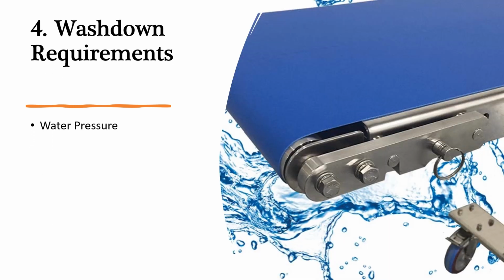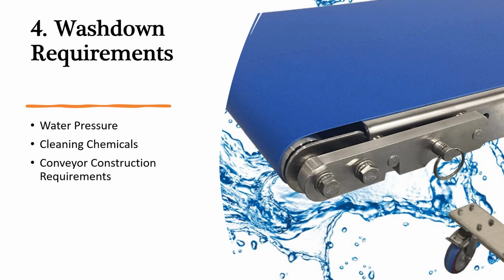Then we have wash down requirements. This is a requirement in many industries, like the chemical industry or dairies, that require wash down. In wash down we have water, then cleaning chemicals, then conveyor construction. So when we wash the conveyors with the help of water, we should be confident that the motor selected is IP protected. That is how these considerations come into the picture.